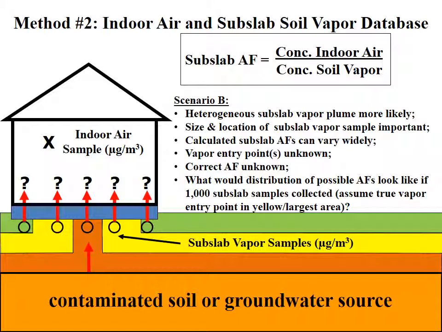Now imagine for a minute what the distribution of potential attenuation factors would look like if, under this single building, you collected 1,000 small subslab soil gas samples. Or imagine if you collected a random soil gas sample beneath 1,000 buildings that looked exactly like this. What would the distribution of attenuation factors look like?